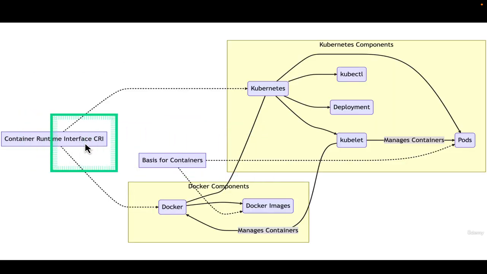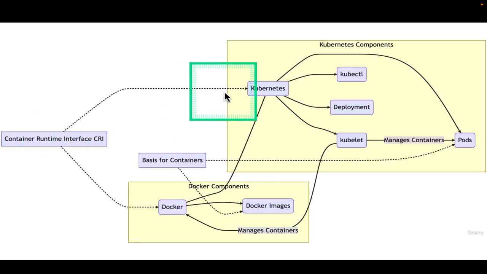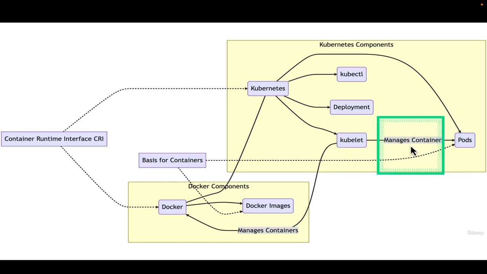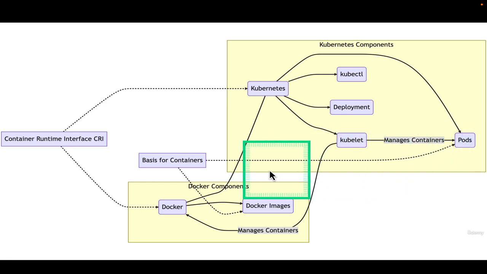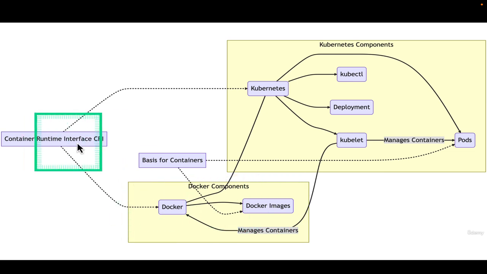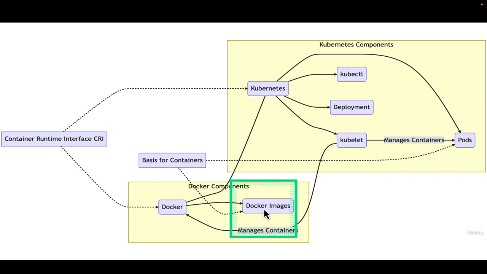So we have the container runtime interface CRI, and Kubernetes follows that spec, and that's how it has components like kubectl, deployment, and kubelet, which is managing containers inside the pod. So a pod can have one or more containers, and kubelet is managing those containers. And we have CRI, which is also interacting with Docker daemon, and we have Docker images, and Docker images are the basis for containers which actually go into the pods. So this is how Docker is related to Kubernetes components or Kubernetes itself.